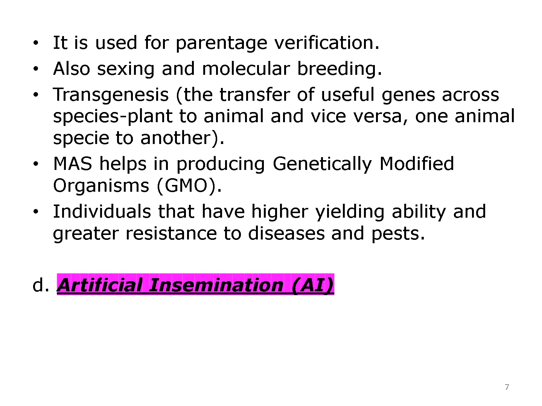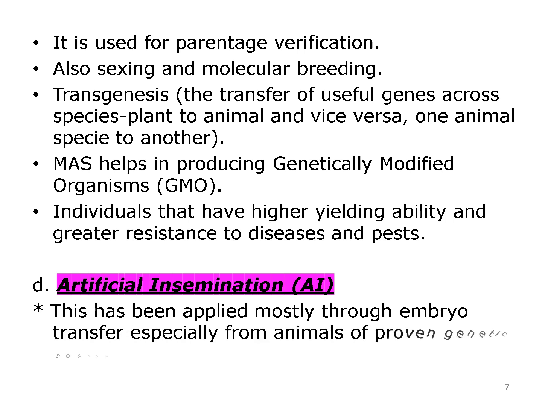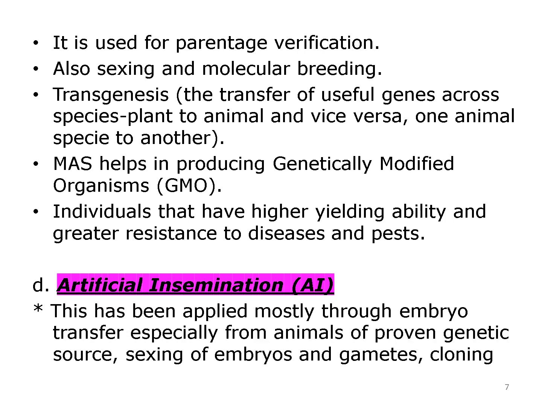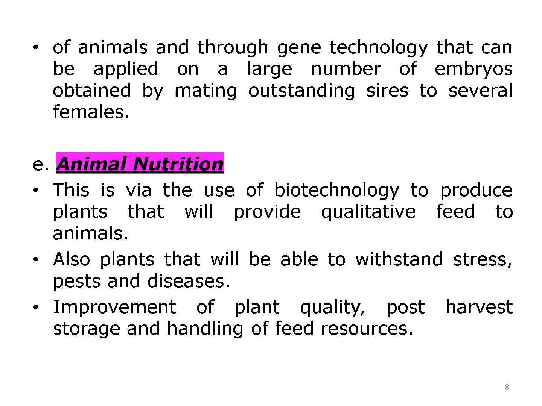Artificial insemination is one methodology that has greatly impacted the improvement of animals. This is applied mostly through embryo transfer, especially from animals of proven genetic sources, and also in the area of sexing of embryos, gametes, cloning of animals, and through gene technologies that can be applied to a large number of embryos. These embryos are usually obtained by mating outstanding sires to several females.